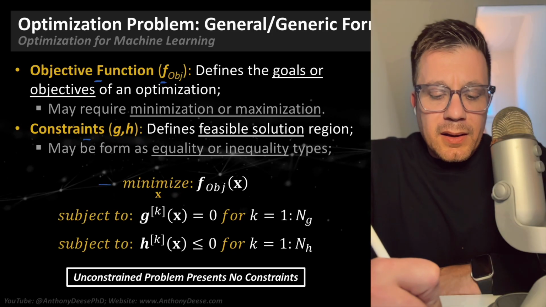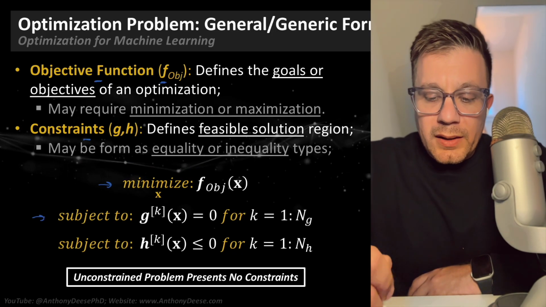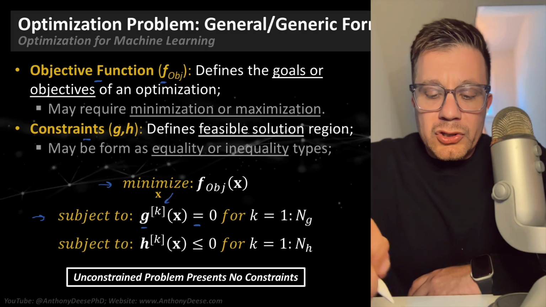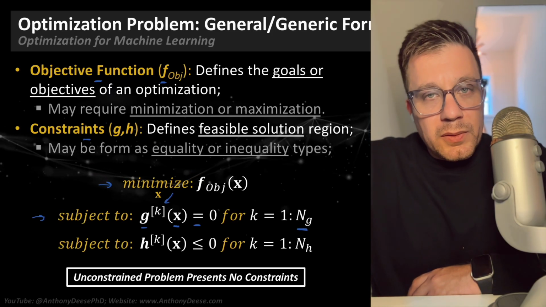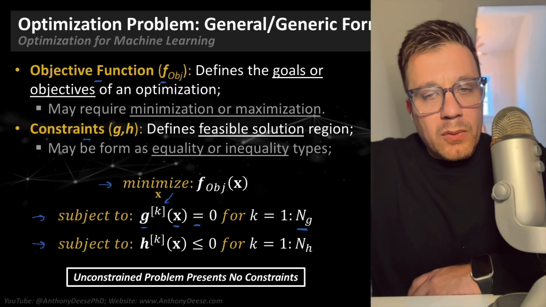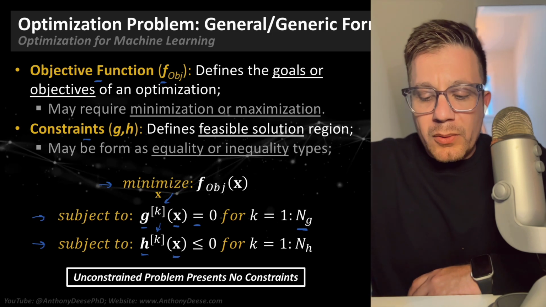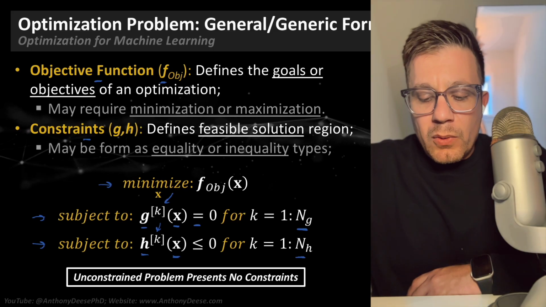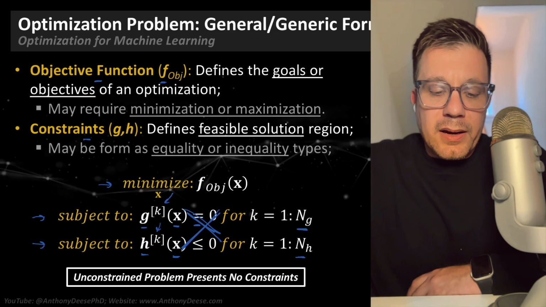So here we see an objective function that we want to minimize. It's subject to certain equality constraints denoted by g. This k is the index of the equality constraint. It accepts the input variables x, and we have assumed here a number n subscript g of these equality constraints. Then we have the inequality constraints denoted by h, again an index. It accepts the variables contained within x, and we have a total of n subscript h inequality constraints. Now an unconstrained problem would present none of these constraints here.